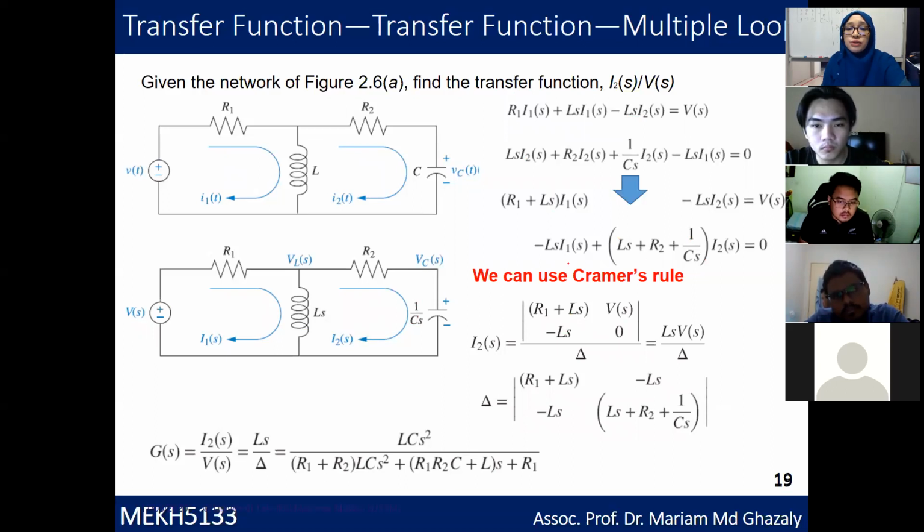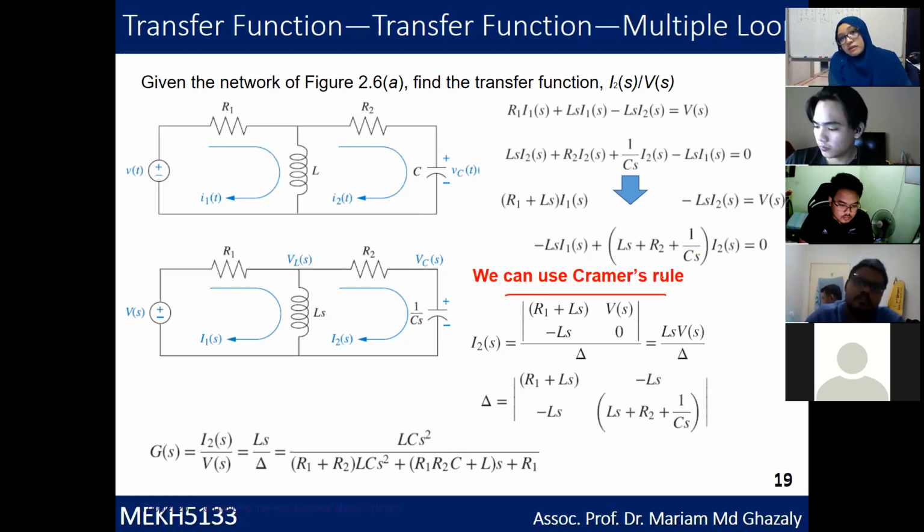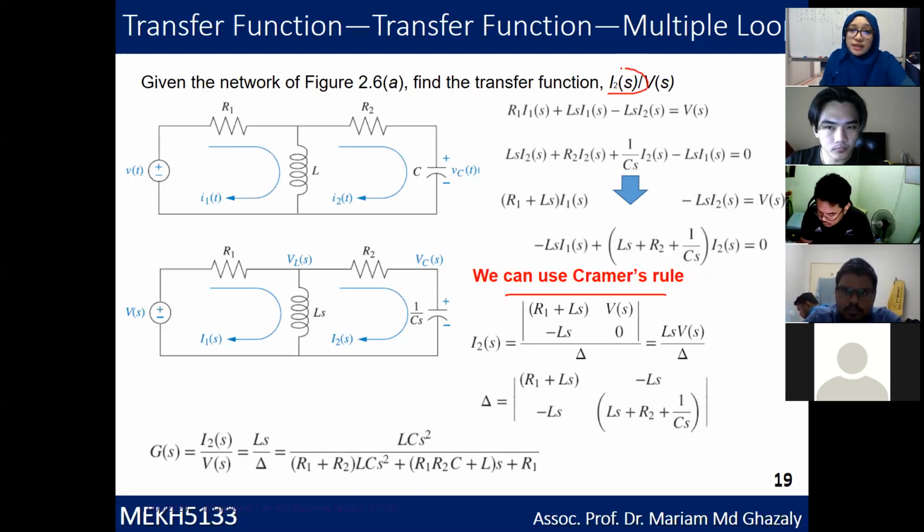We are going to use Cramer's rule. Everyone has heard of Cramer's rule, right? You have learned it before, how to get a transfer function where we have more than one variable. So for the case here, you have I1 and I2. We are going to use Cramer's rule because you want to get I2 over VS.